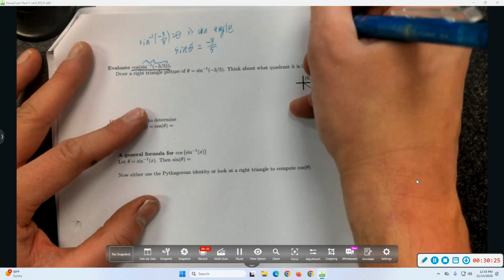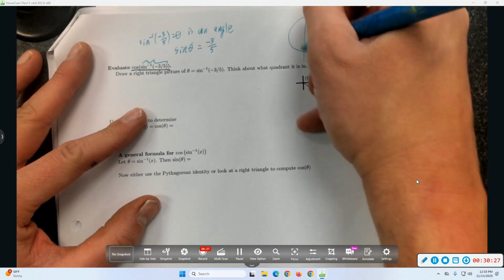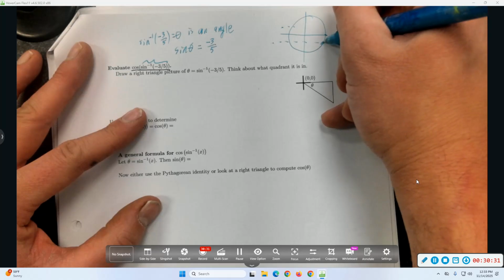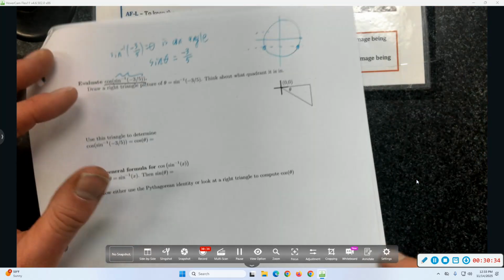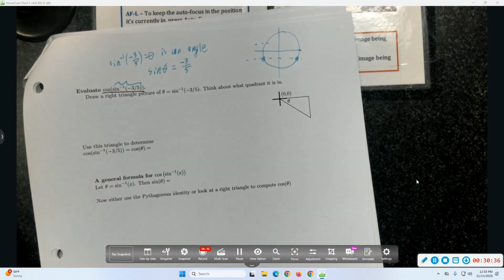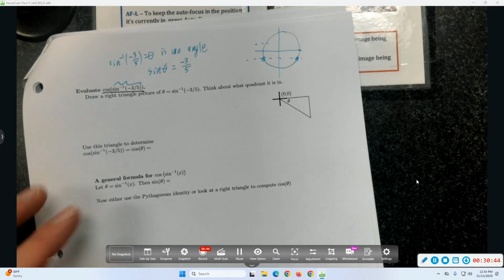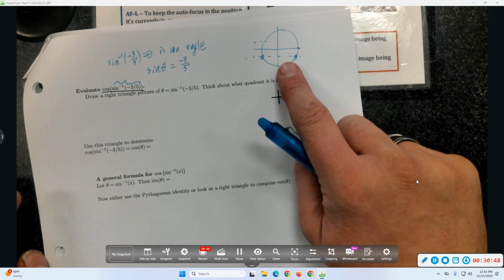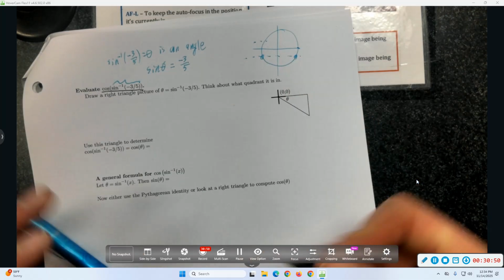Sine of theta is -3/5. And let's also picture the unit circle, -3/5. So there are two points on the unit circle that correspond to a sine of -3/5. What quadrant should the angle that I want be in? Quadrant 4, because it has to be quadrant 1 or quadrant 4, since that's the range of inverse sine. And it's negative, so it has to be quadrant 4.